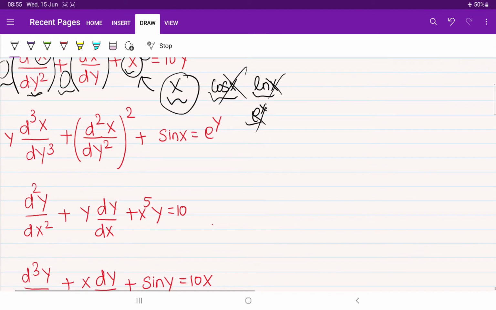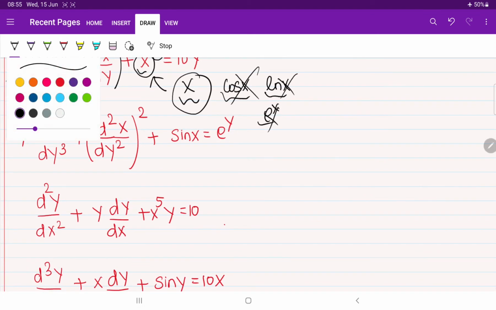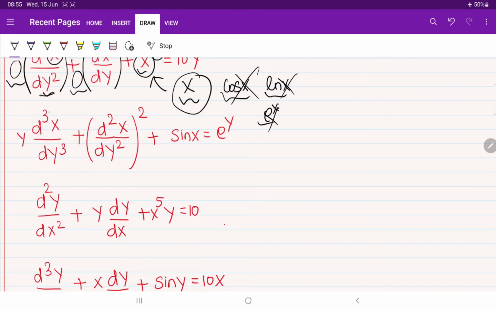Now take the second one. Again, what is the highest order? The highest order is 3. Now start from here. Check whether the degree of the highest order is 1 or not. Of course, it is 1. After that, the second one is d square x by dy square. Here the degree is going to be 2. By default, what can you say? Yes, it is going to be non-linear.